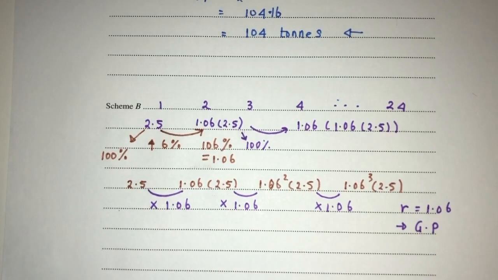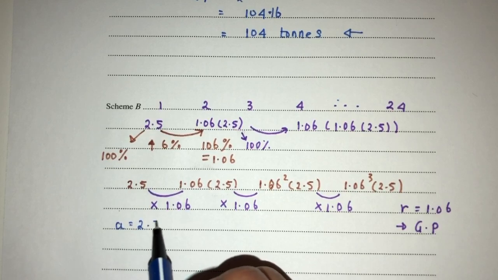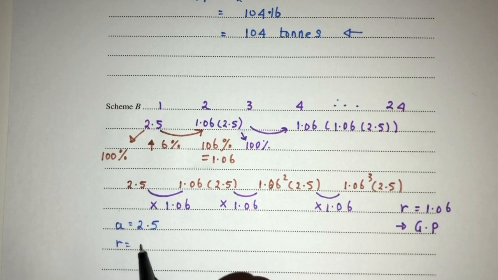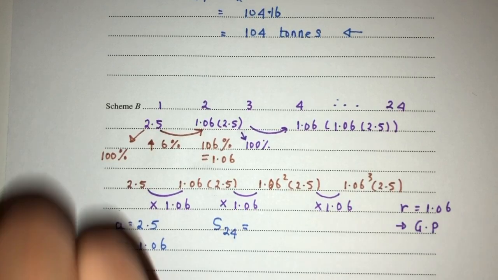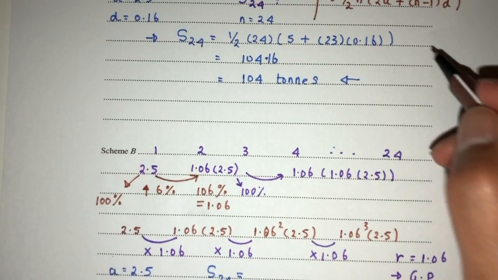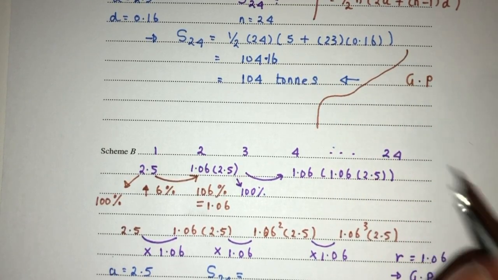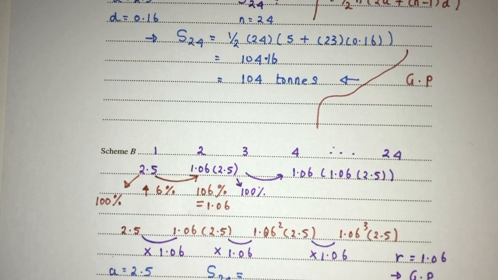So the first term we know it is 2.5. The value of r is 1.06. We're trying to find the sum of the first 24 terms, which is 24 months. Now we just have to write down the formula for this. Let me write this down here. For geometric progression, it is given to you, obviously, so you don't have to worry about this.